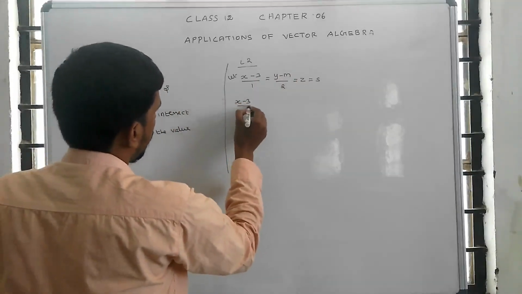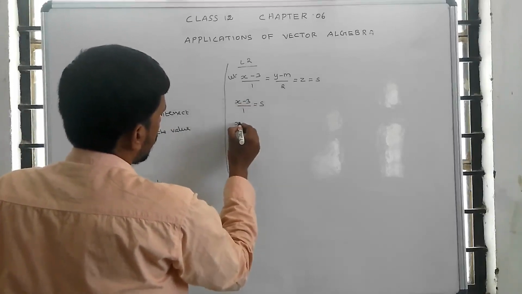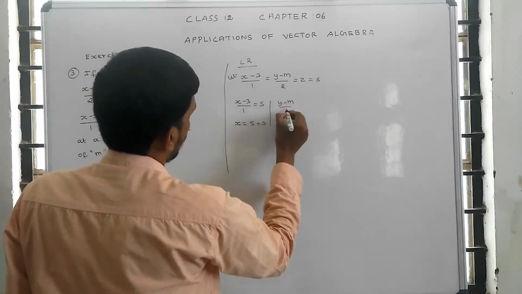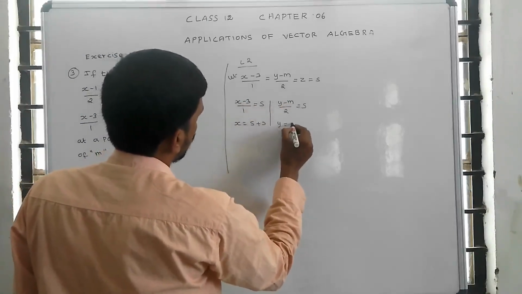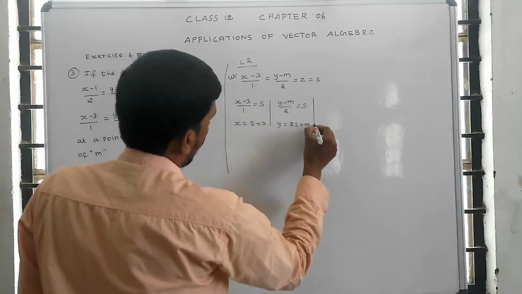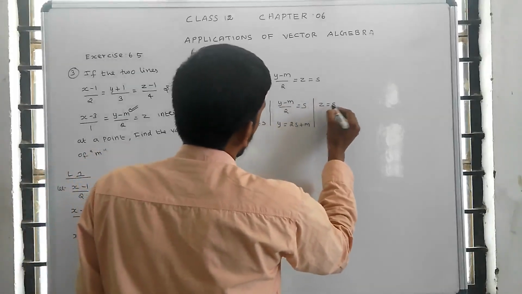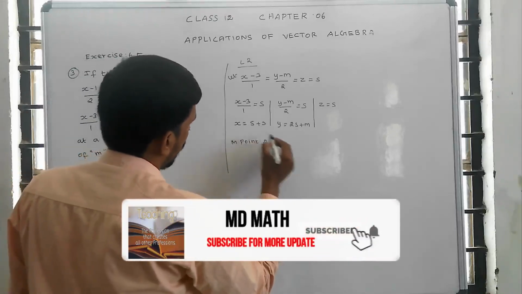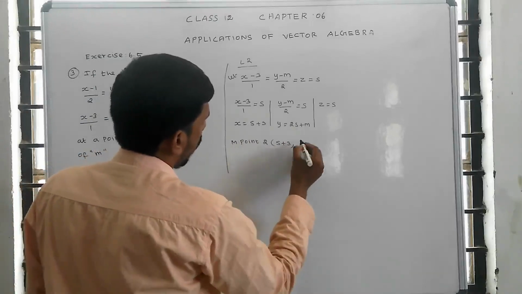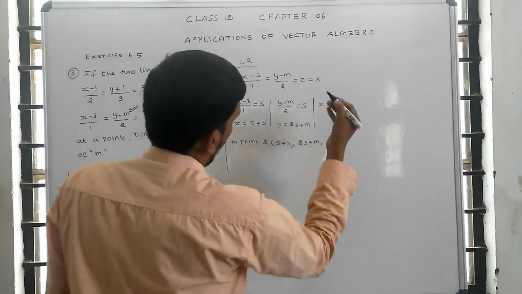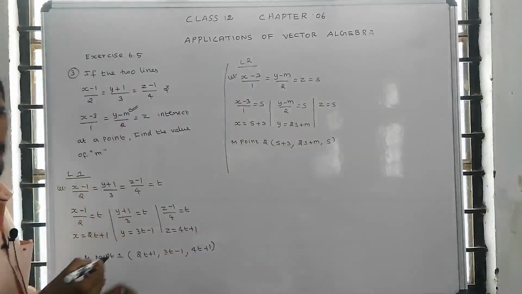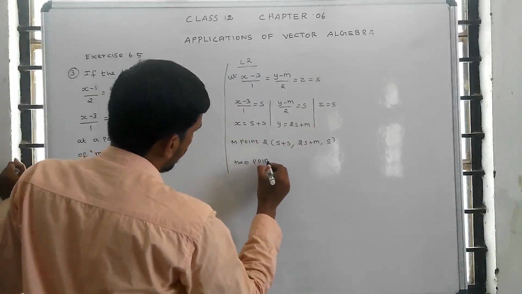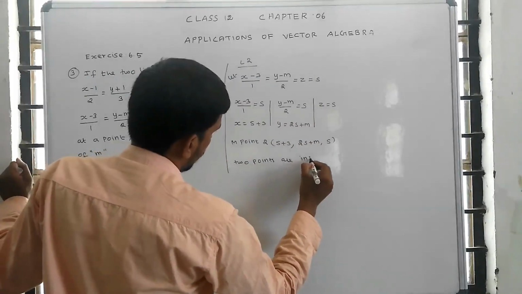(x minus 3)/1 equal to s, so x equals s plus 3. (y minus m)/2 equal to s, so y equals 2s plus m. And z equals s. So the moving point on line 2 is (s plus 3, 2s plus m, s). Since the two lines intersect, the two points coincide.